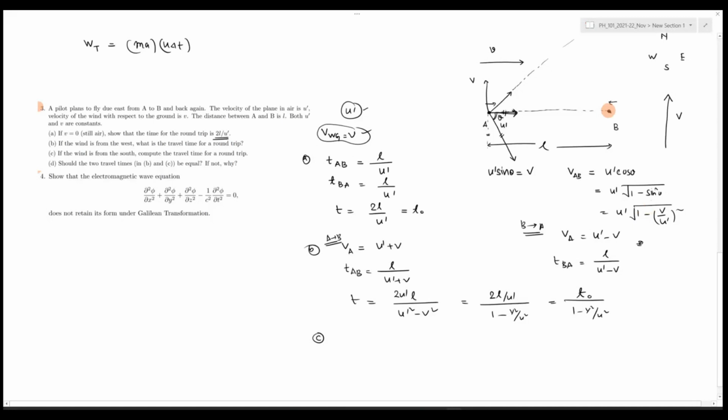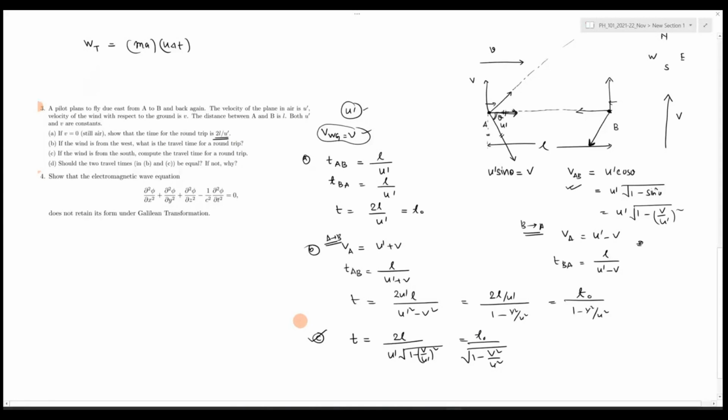Now, when coming back, its direction should again be along this, so that the resultant of the wind velocity and aeroplane velocity is along this, and we get the same magnitude of speed while coming from B to A. So total time will be distance divided by this speed, which will be 2L by u prime root over 1 minus v by u prime whole square. So this will become t0 by root over 1 minus v square by u square. Part C is also clear. Anyone having any doubt?